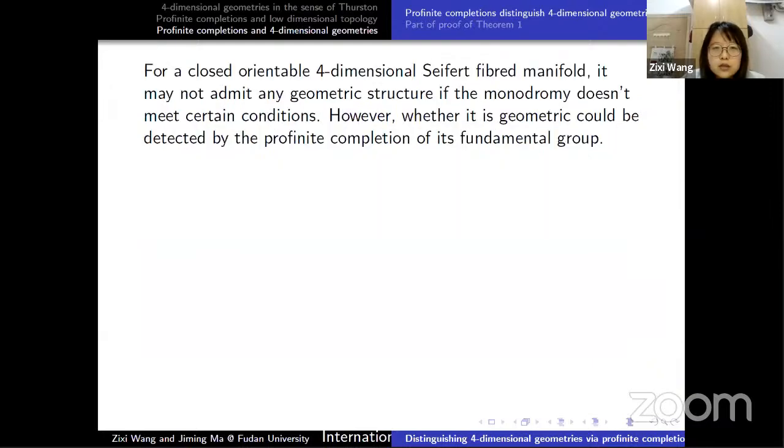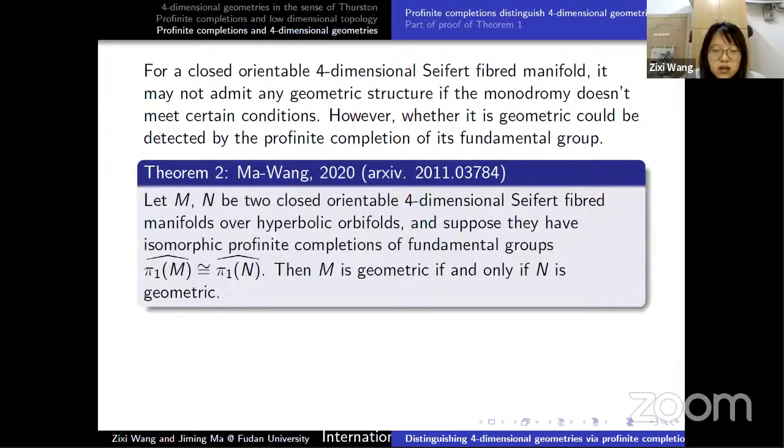And a closed orientable four-dimensional Seifert fiber manifold may not admit any geometric structure when the monodromy doesn't meet certain conditions. However, whether it is geometric can also be detected by its profinite completion. Let M and N be two closed orientable four-dimensional Seifert fiber manifolds over a hyperbolic orbifold, and suppose they have isomorphic profinite completions of the fundamental group. Then M is geometric if and only if N is geometric.